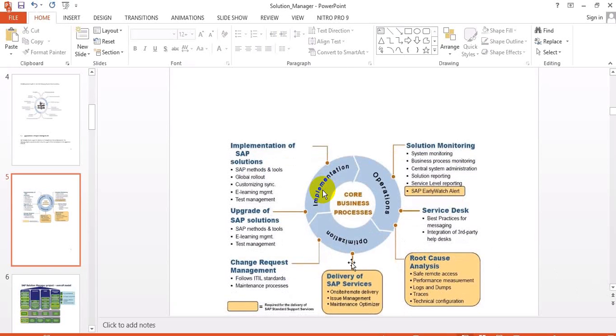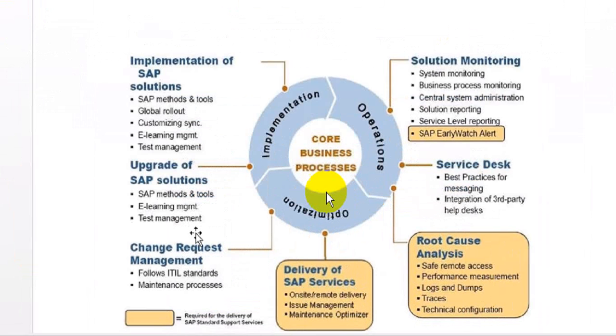Everything it will maintain in this operation. And next, optimization means how to deliver SAP services, how they have to support, on-site or remote support, issue management, and it will contain the maintenance optimizer information. And also it will contain change request management. Means you want to move the TR, means transport request. If you configure the systems in Solution Manager, no need to go to every landscape. Directly from Solution Manager only you can import the TR. TR means transport request. If you import the TR from Solution Manager, it will directly import to the particular landscape.